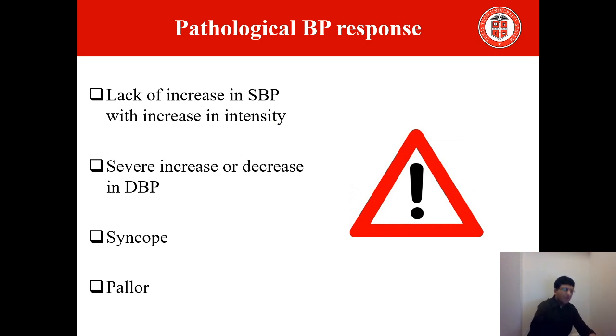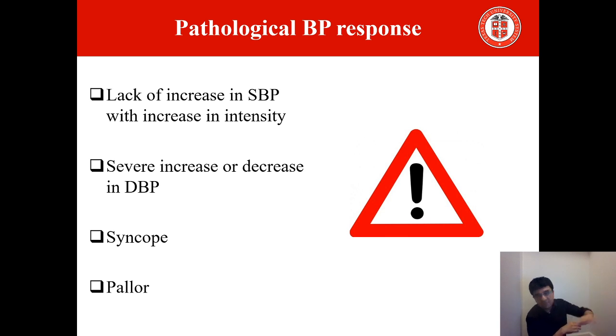Now, we are done with the normal blood pressure responses. Let's concentrate on the pathological blood pressure responses. If you see that the systolic blood pressure is not increasing when somebody is exercising, it means that there is some problem. You should try to monitor the condition or stop the exercise. Similarly, if there is a severe increase or a severe decrease, especially a decrease in the diastolic blood pressure, again think of some kind of problem going on and try to stop the exercise.